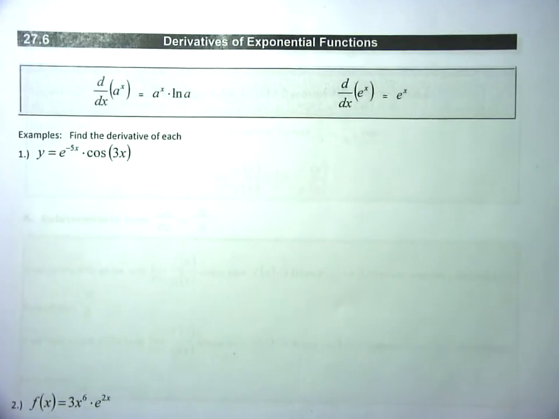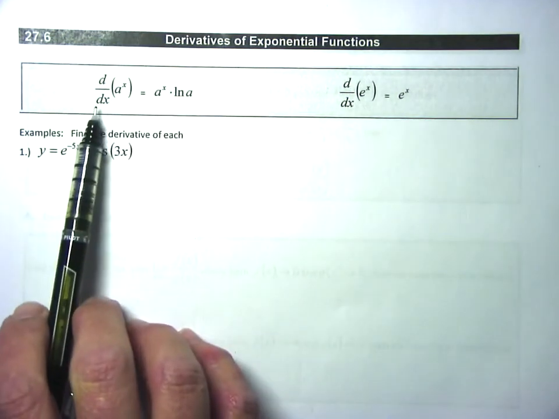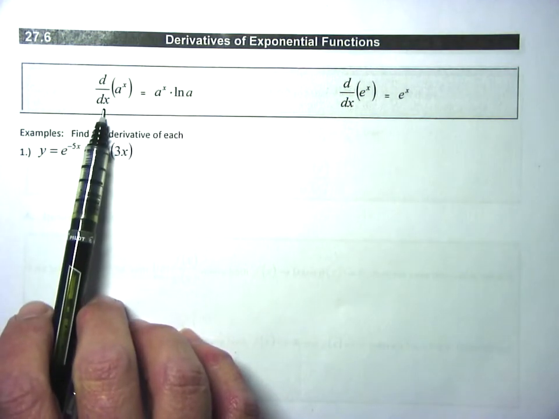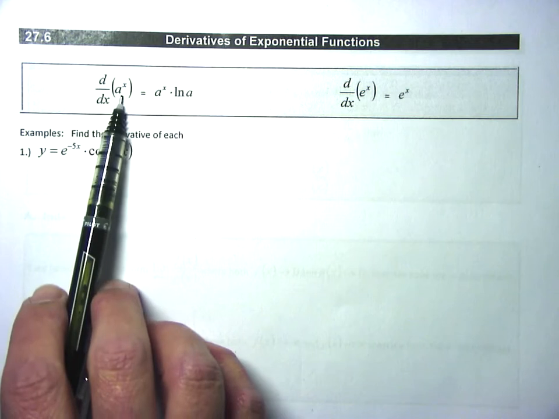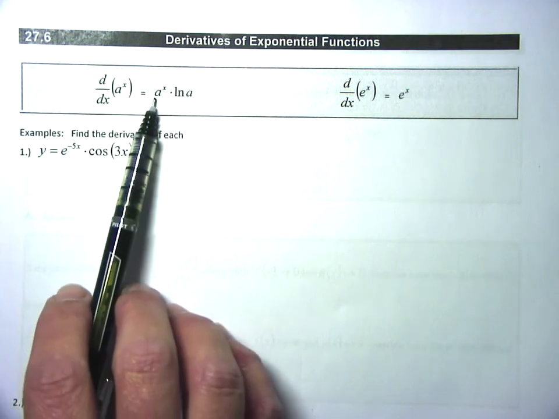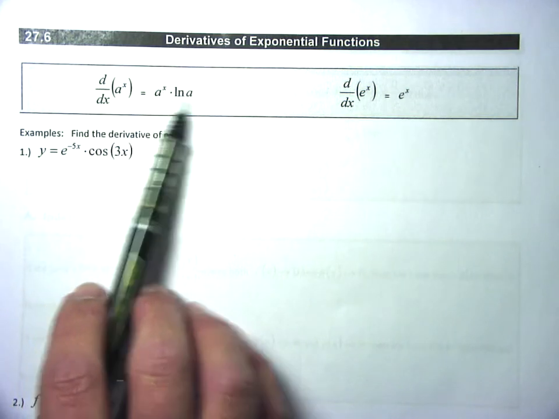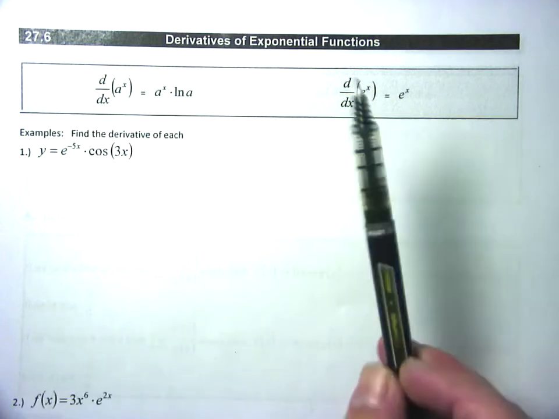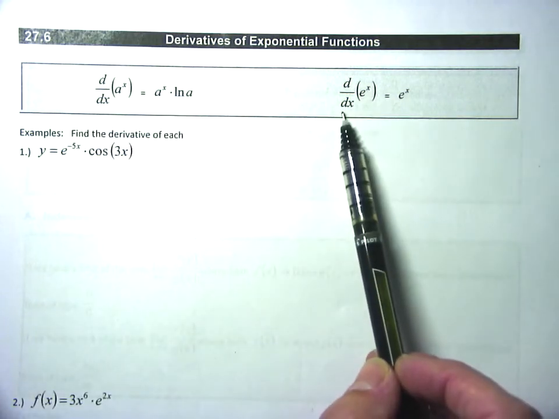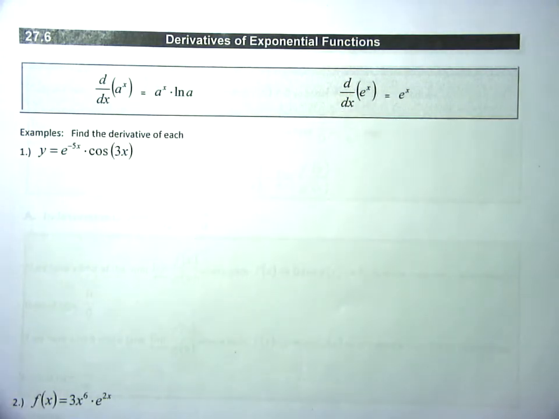All right, so we will also then look at the derivatives of exponential functions. Specifically, the first one we will look at: the derivative with respect to x of a raised to a power x is equal to a raised to a power x times the natural log of a. The derivative with respect to x of e raised to the power x is e to the x.